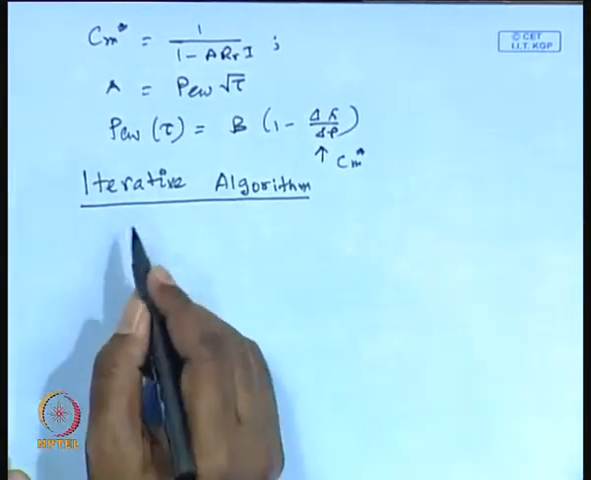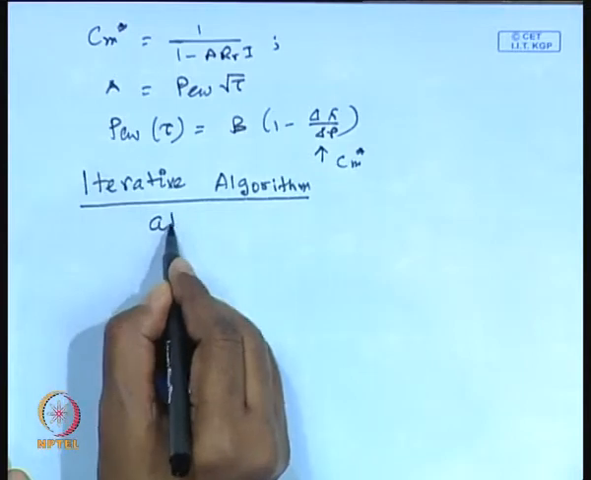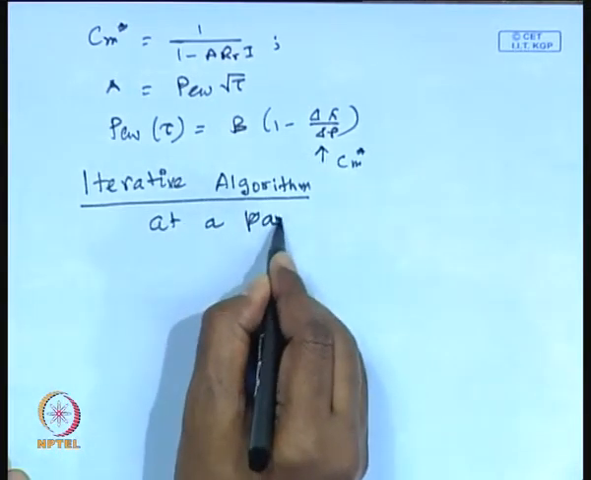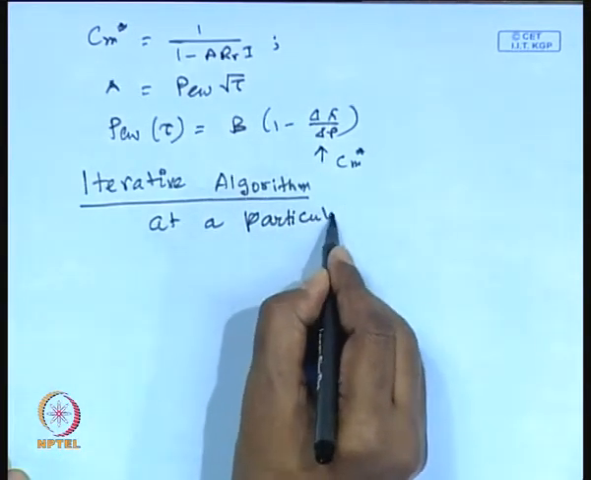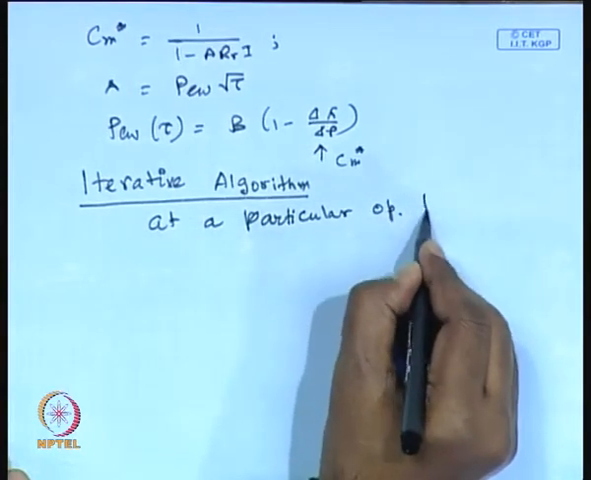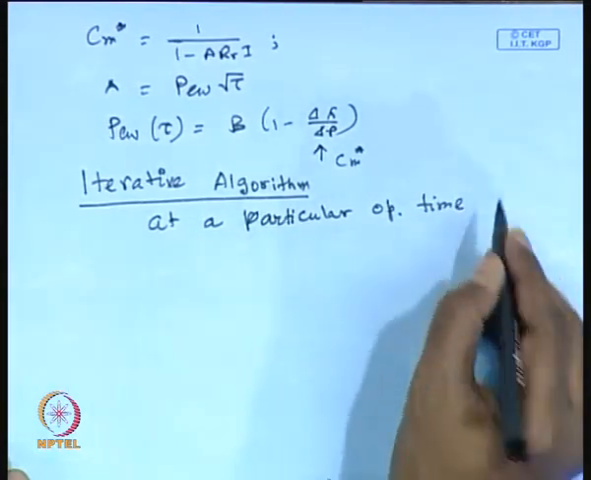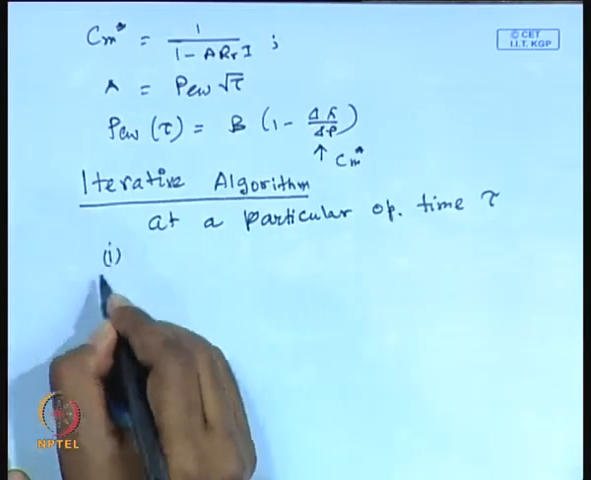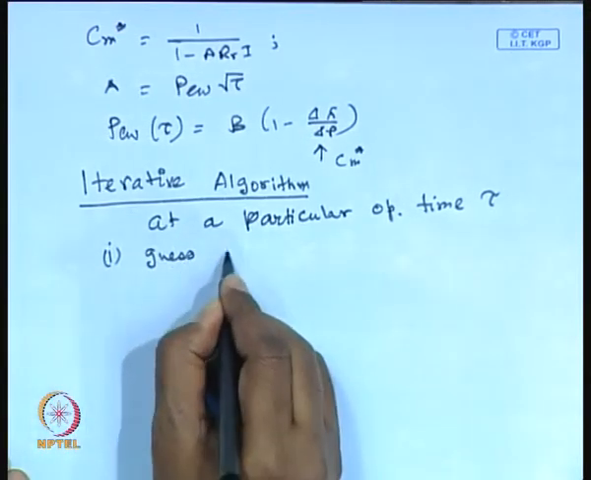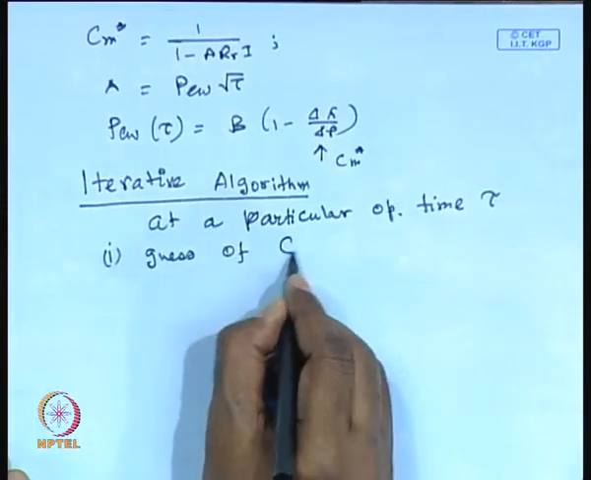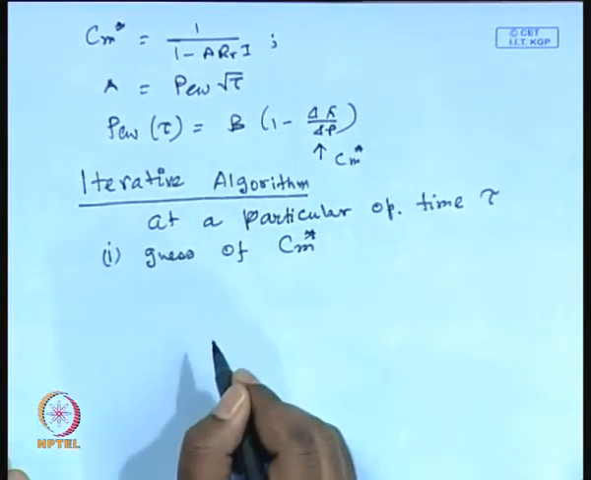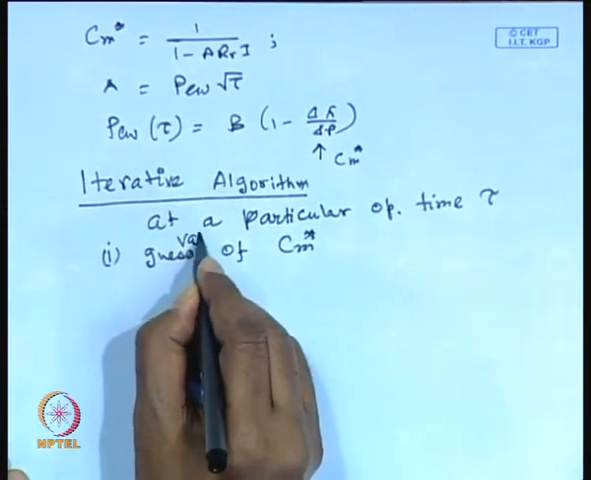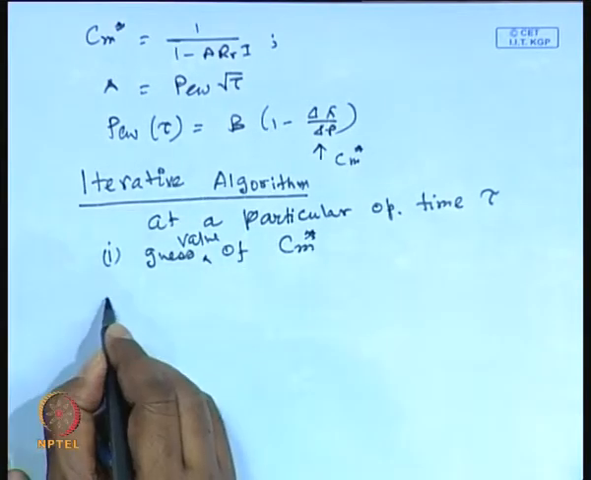What is the iterative algorithm? At a particular operating time, let us say 5 second, 10 second, whatever particular time tau, you do the following. Step number 1, guess the value of Cm star. Okay, guess the value of Cm star.